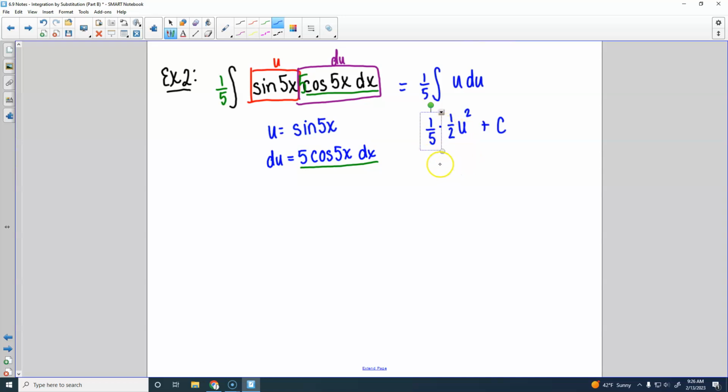And so if I multiply my 1/5 and my 1/2 together, I get 1/10. And then I'm going to go ahead and plug back in. I've got sine of 5x squared plus c. They are probably going to write it like this: sine squared of 5x plus c. There, and that would be your answer.